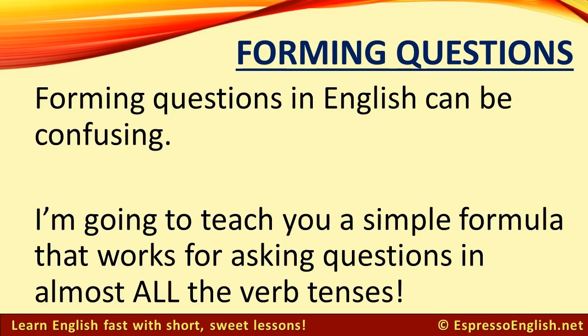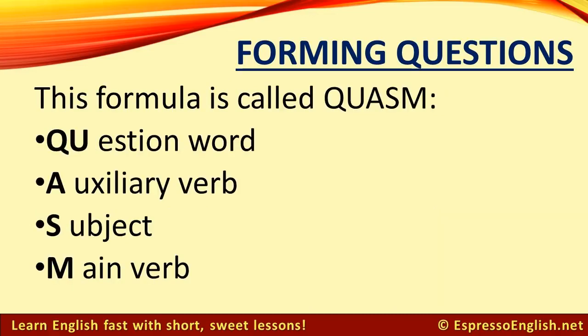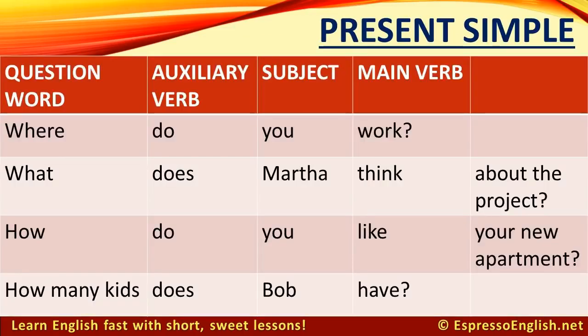Forming questions in English can be confusing, but today I'm going to teach you a simple formula that works for asking questions in almost all the verb tenses. This formula is called QASM: question word, auxiliary verb, subject, main verb. Let's see how it works in the present simple.